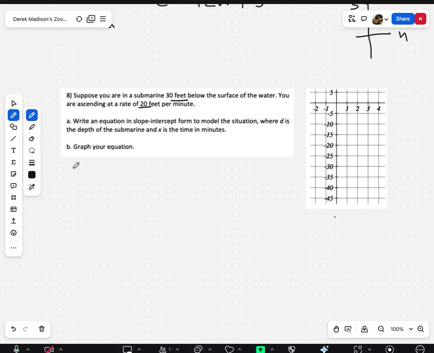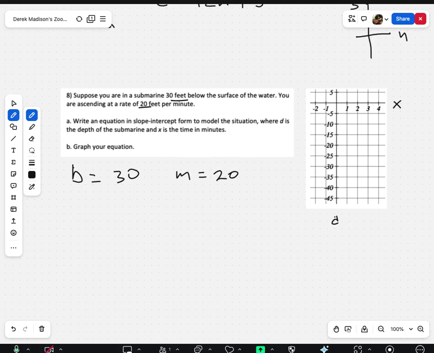and recognizing again that if we're going to identify b, b would be the 30 feet, right? That's where we'd be starting. So that means the y-axis is depth, and the x is the time in minutes. So putting in x's is getting out d's. Our rate would be, we're ascending at 20 feet, so that means it's going up at 20 feet per minute, so that would be our slope.